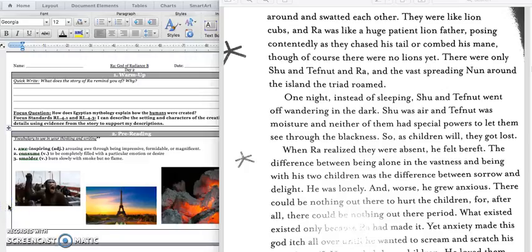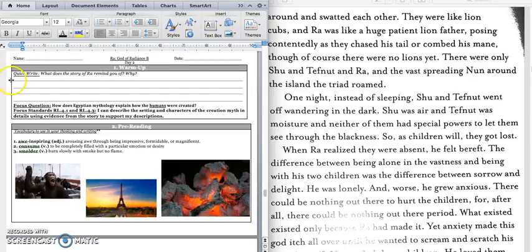Good afternoon, fourth grade. Today we're going to continue reading in our text, Ra, God of Radiance. Before we get started, we have a quick write. It says, what does the story of Ra remind you of and why?